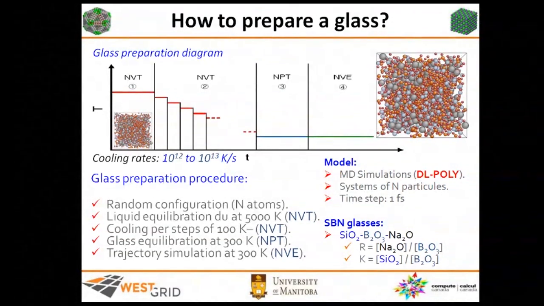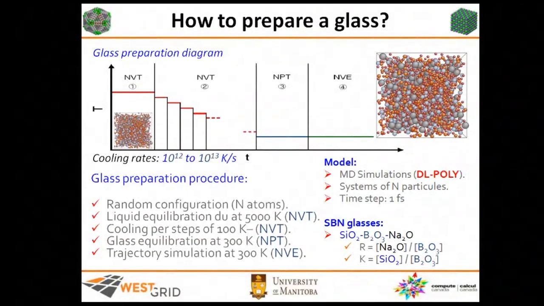Then you change the temperature a little bit and run the simulation, and so on, until you reach room temperature at 300 Kelvin. When you reach this temperature, you need first to equilibrate the system at constant pressure to get the right density. After that, you can run an NVE simulation to study the structure of the glass and so on.